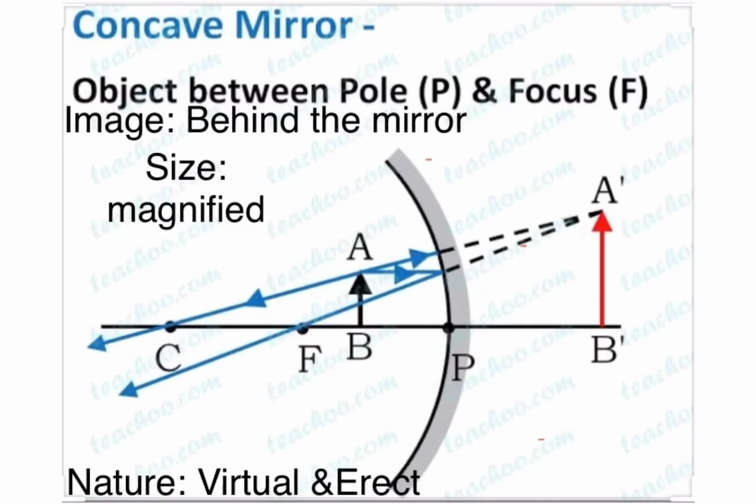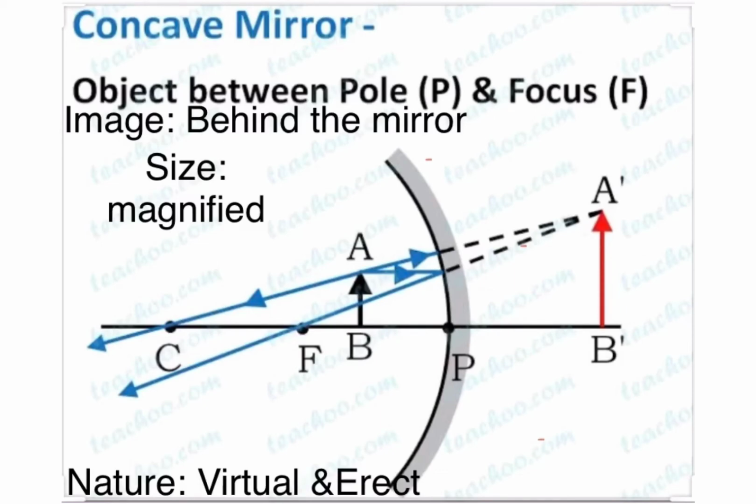Now the last diagram for the concave mirror, that is, the object is placed between P and F of the concave mirror. The image is obtained behind the mirror, the size is magnified and the nature is virtual and erect. Students have to keep in mind that this is the only case for the concave mirror in which a virtual and erect image is obtained. In all other cases, the image obtained is real and inverted.